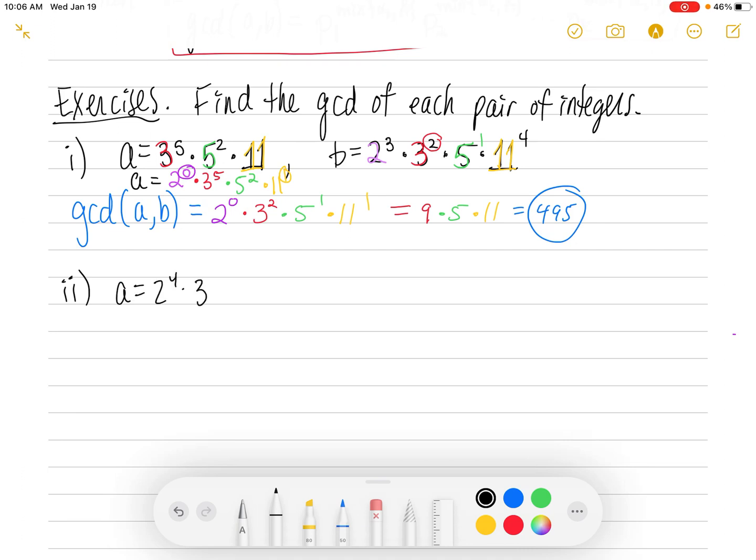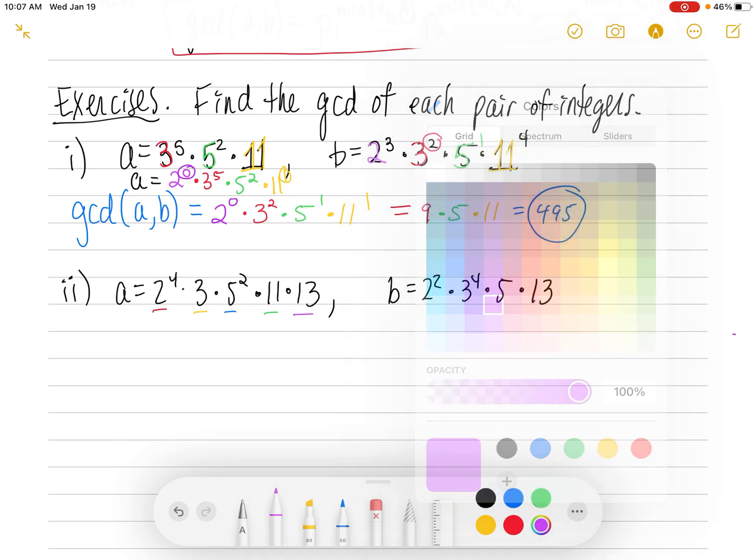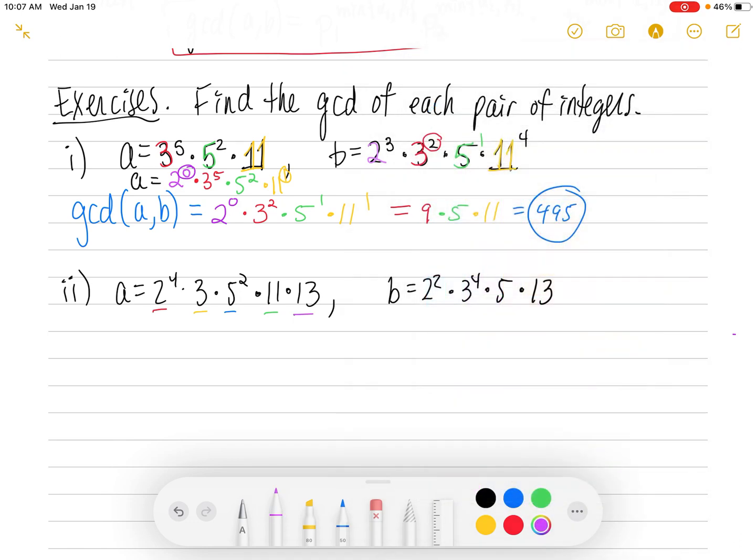Number 2, we have 2 to the 4th times 3 times 5 squared times 11 times 13 as A. And for B, we have 2 squared times 3 to the 4th times 5 times 13. So A has a 2, a 3, a 5, an 11, and a 13. B has a 2, a 3, a 5, it's missing an 11, and it has a 13.